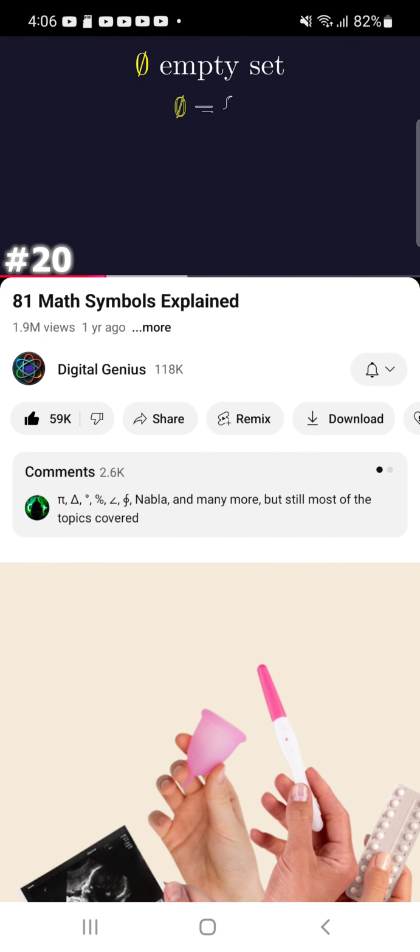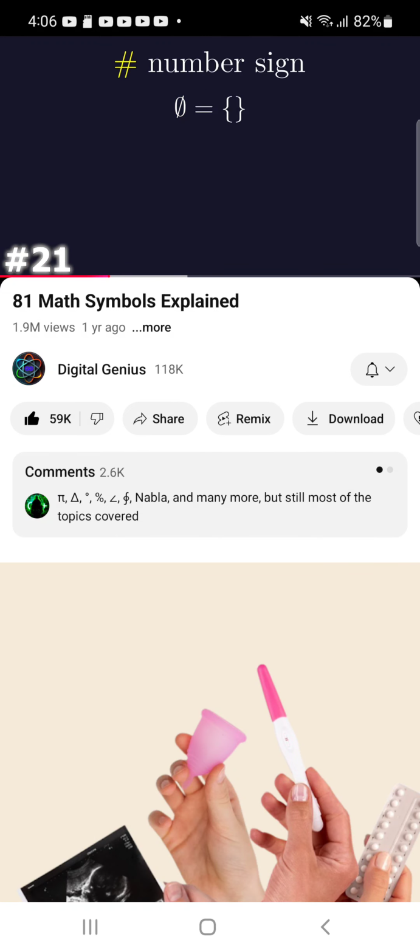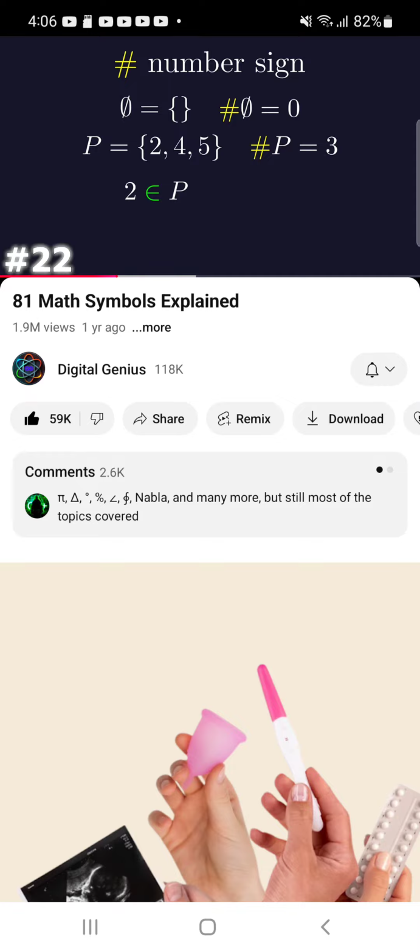Empty set symbol denotes a set that contains no elements. Number sign, also known as octothorpe or hashtag, usually denotes cardinality of a set, which is essentially the number of elements in the set. In symbol denotes membership in a set. Its opposite, not in symbol, denotes that an element is not a member of the set.